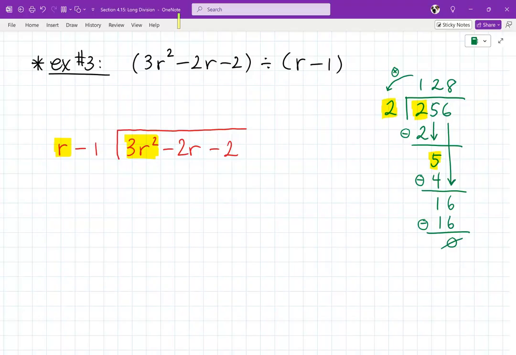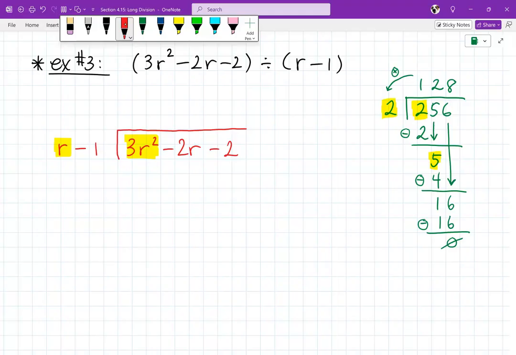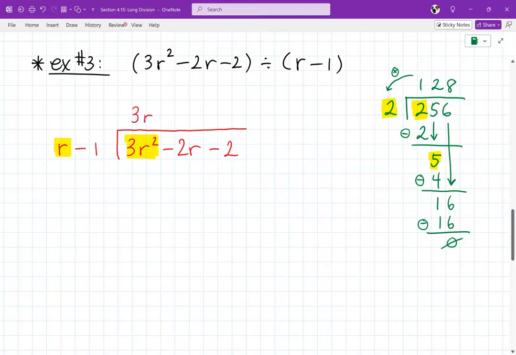How many times does r, or what do I multiply r by to get 3r squared? What should I multiply r by in order to get 3r squared? A 3r. Good. So what I'm supposed to do now is multiply it times the thing on the outside. So 3r times r, that's 3r squared. Those should match. If they don't match, you did something wrong, okay? And then 3r times negative 1, that's negative 3r.